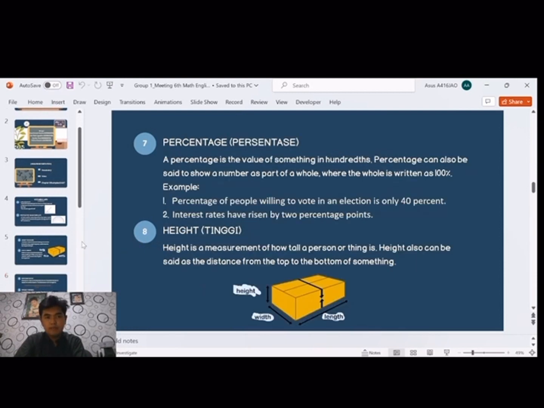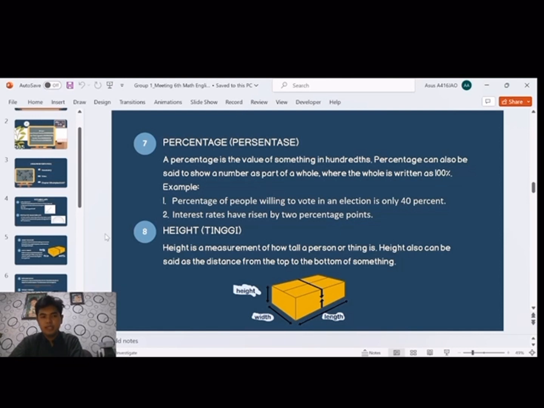Okay, next is percentage, or persentase in Indonesian. A percentage is a value of something in hundreds. A percentage can also be used to show a number as part of a whole, where the whole is written as 100. Example: the share of people willing to vote in an election is only 40%. Interest rates have risen by 2 percentage points.